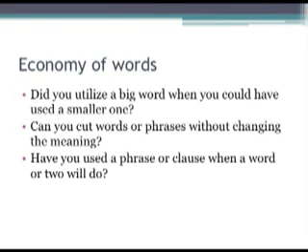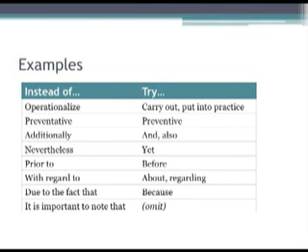Here are some questions to ask yourself when you edit your policy brief. Did you utilize a big word like utilize when you could have used a smaller one like use? Can you cut words or phrases without changing the meaning? And have you used a phrase or clause when just a word or two would do? Avoid buzzwords and jargon. Be specific. Just as it's tempting to talk in abstracts when we're not really sure what we're saying, sometimes we use jargon when we're not quite sure of the meaning in the first place. So finding a different way of saying something might tighten up your argument and make it more effective.